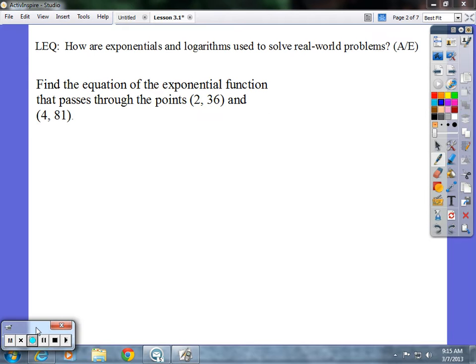And again, this is just a little review here. Find the equation of the exponential function that passes through the points (2, 36) and (4, 81). So what we're looking at here, the general form of an exponential, y equals a times b to the x. So what we know here is we know an x and a y value for two coordinates.